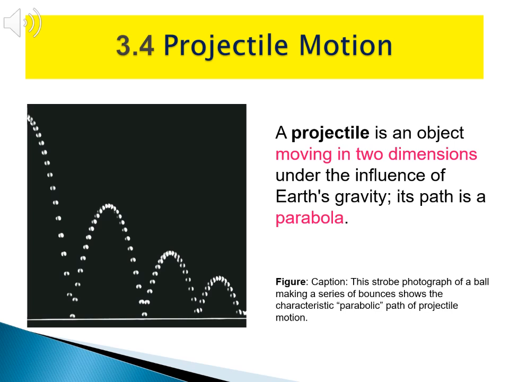Projectile motion is a type of two-dimensional motion where an object is projected into the air and moves under the influence of gravity and its initial velocity. It follows a curved path known as a parabola. The motion can be analyzed by breaking it down into horizontal and vertical components.